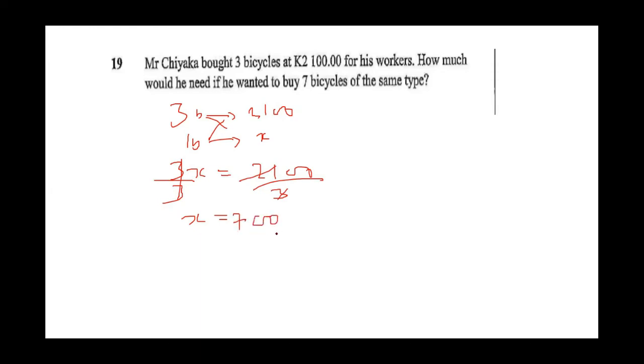So if 1 bicycle was worth 700 kwacha, then 7 bicycles will be worth how many? So we just multiply by 7. This one 0 there, 0 there, then 7 times 7 should be 49. So it will be 4,900. All right, so that is our answer.